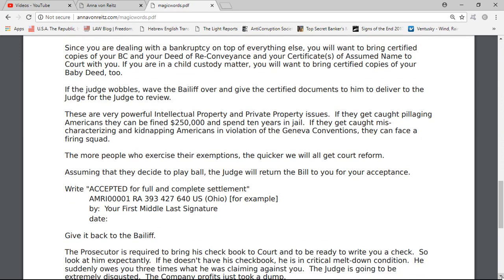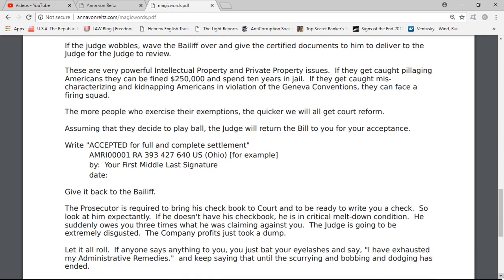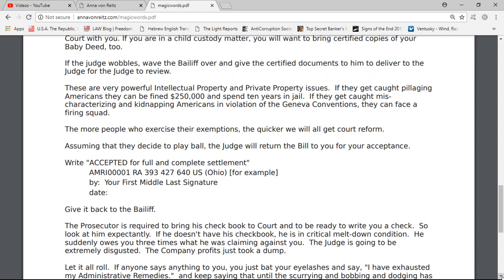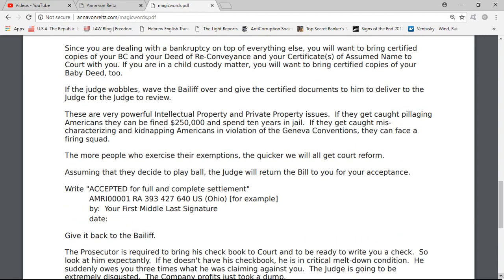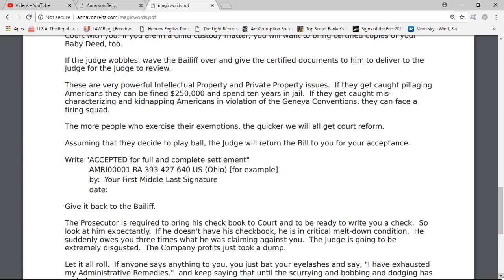Since you are dealing with a bankruptcy on top of everything else, you will want to bring certified copies of your BC, and your deed of reconveyance and your certificate of assumed name to court with you. If you are in a child custody matter, you will want to bring certified copies of your baby deed also. All right. I assume you want the baby deed to be for the child in question.